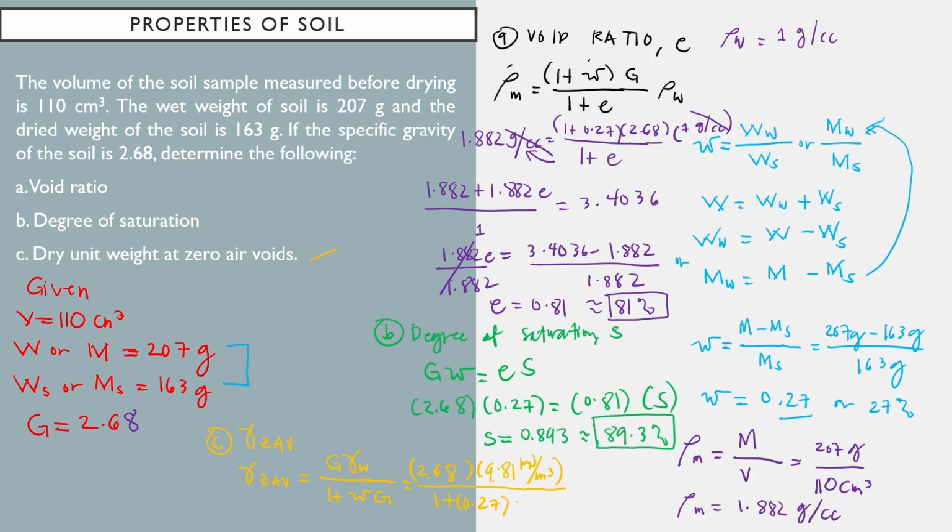Compute natin, so makukuha natin dyan is 15.253. 3 decimal places na lang tayo. 15.253 kilonewton per cubic meter yung sagot natin for dry unit weight at zero air voids. So yan yung mga sagot natin for this problem.